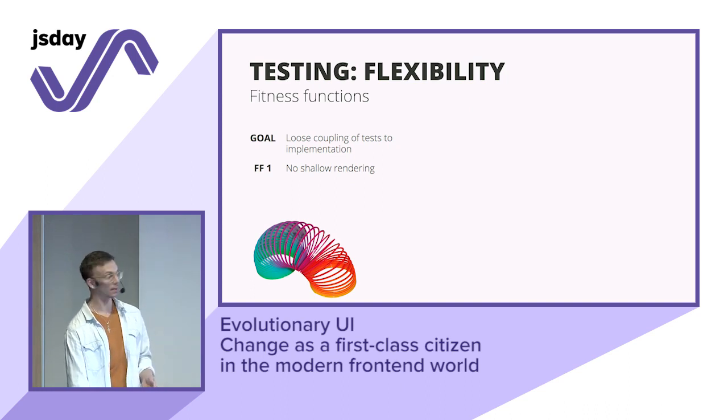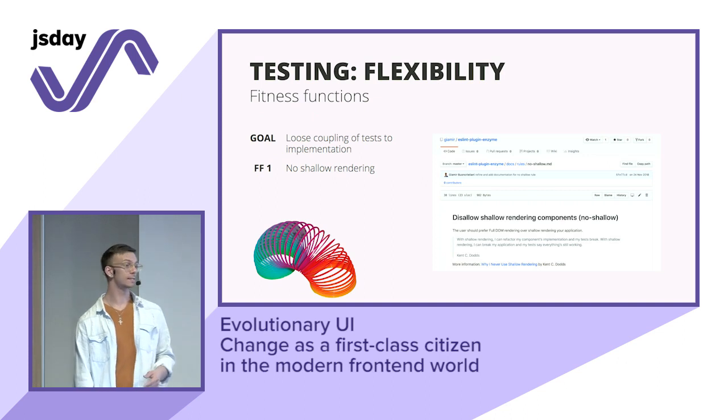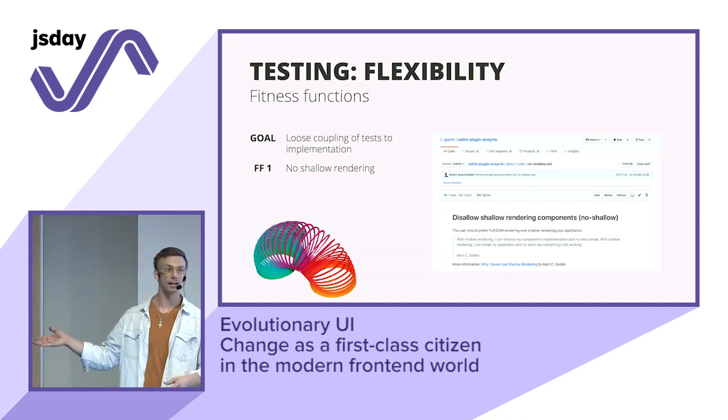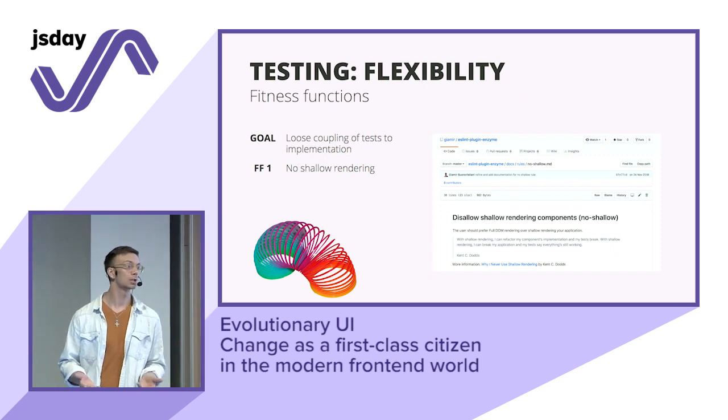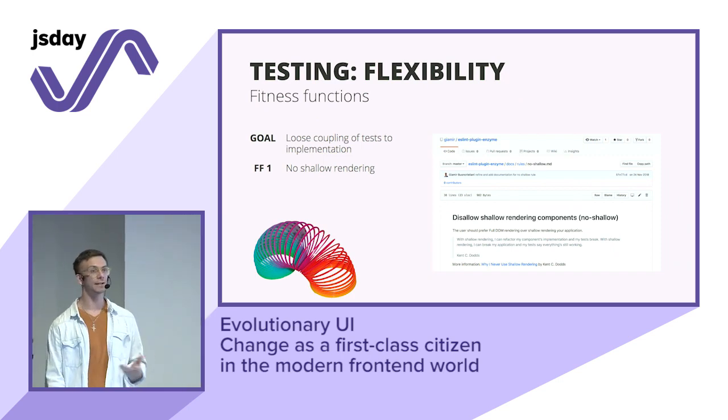So you could create a fitness function such as this lint rule, which Giamir has kindly written for you, that's available on GitHub, which will complain if somebody is using shallow in your code base. Add it to your lint, let it fail when somebody accidentally adds it, remove it. Straightforward.